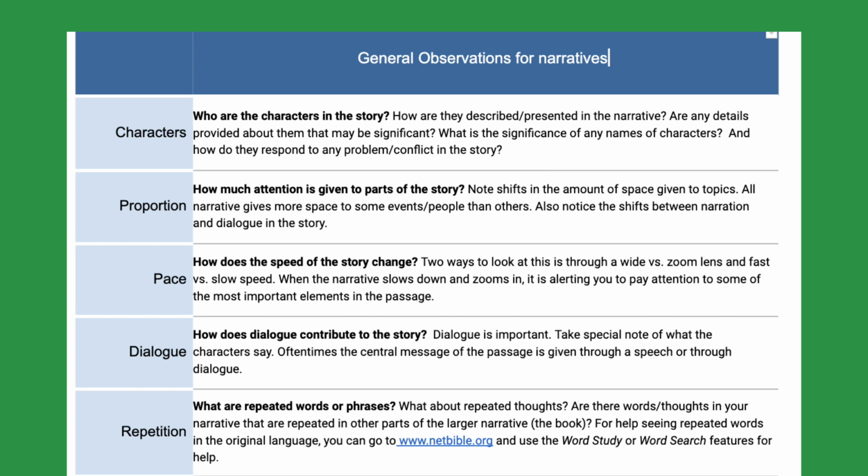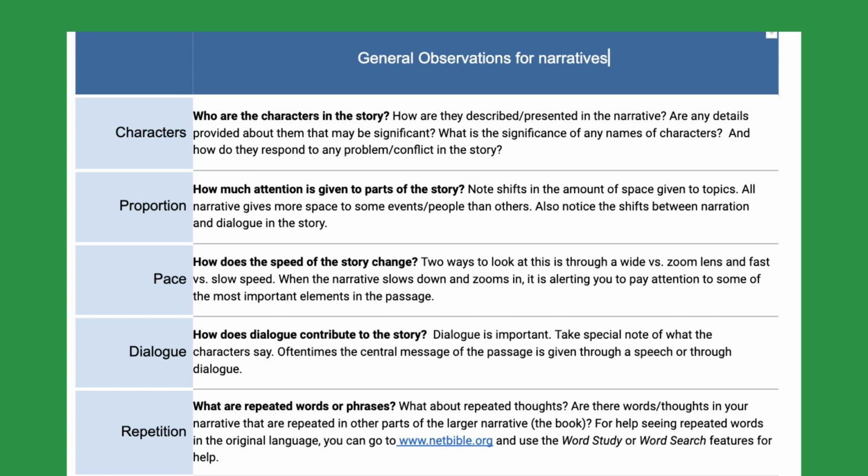Okay, there are going to be some very similar things as we looked at in epistles, but there are other things that we also want to take note of in narrative. So characters. Who are the characters in the story? How are they described, presented in the narrative? Are any details provided about them that may be significant? What is the significance of any names of characters? And how do they respond to the problem, the conflict in the story? So again, you think about the characters in Luke 7: Simon the Pharisee, who invited Jesus into his house, but this no-named woman who comes in, who is characterized only by the fact that she's a sinner. So who are the characters, and do they provide any clues as to what's happening in the story?